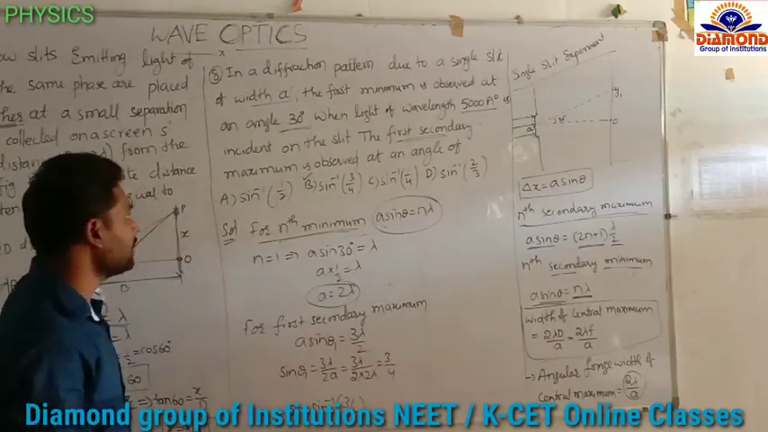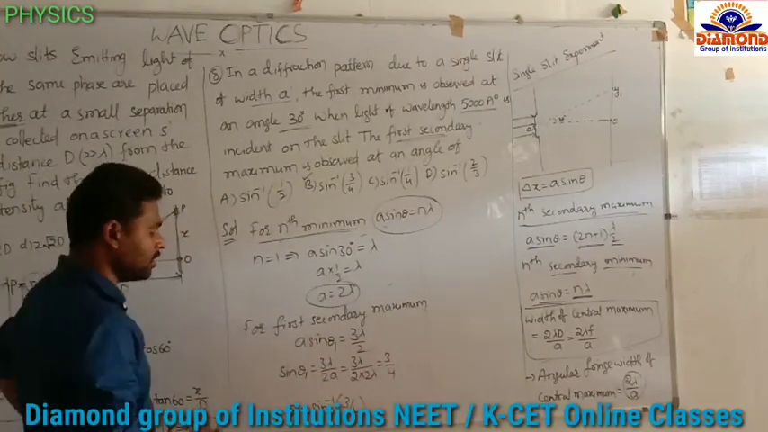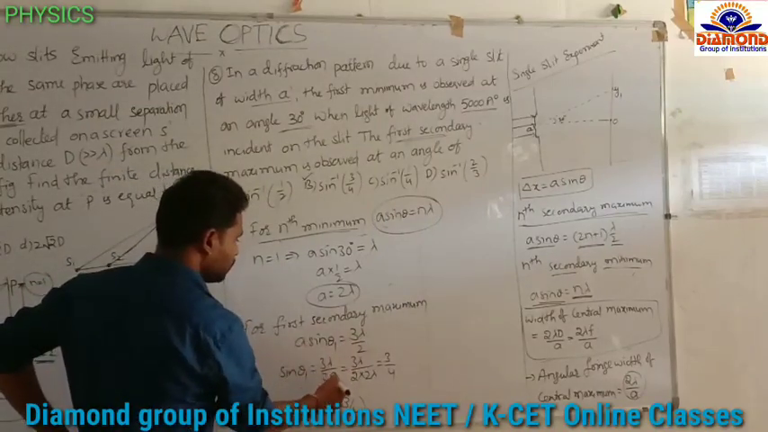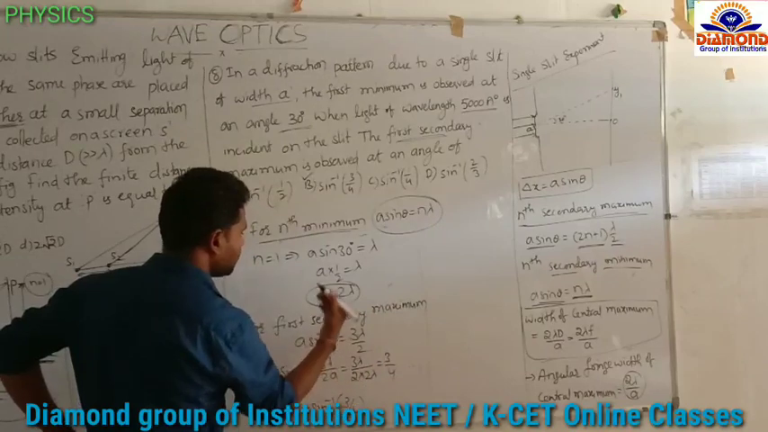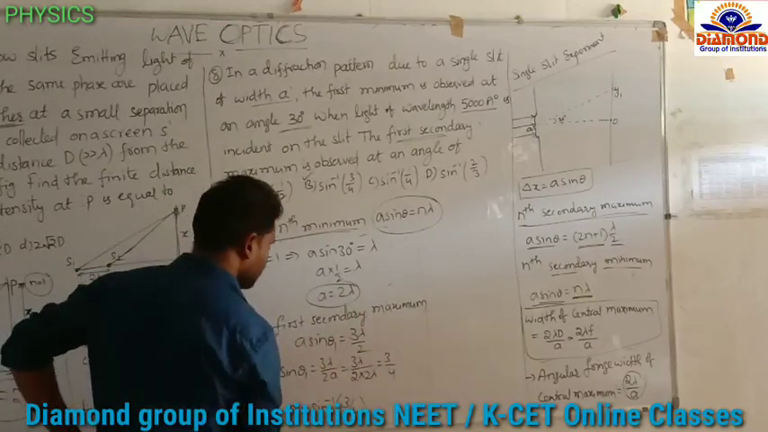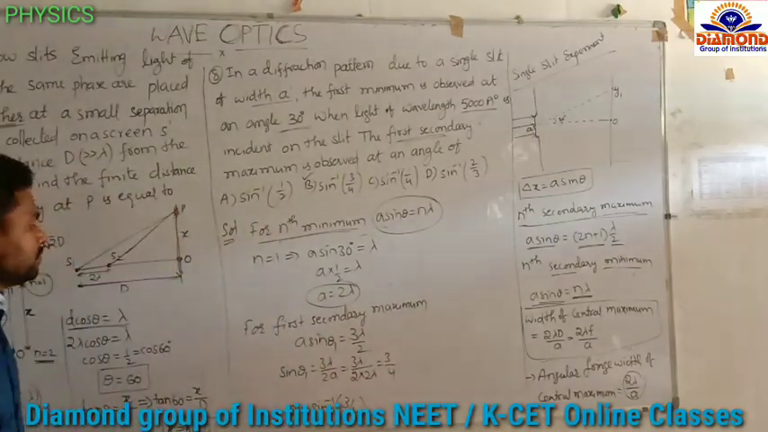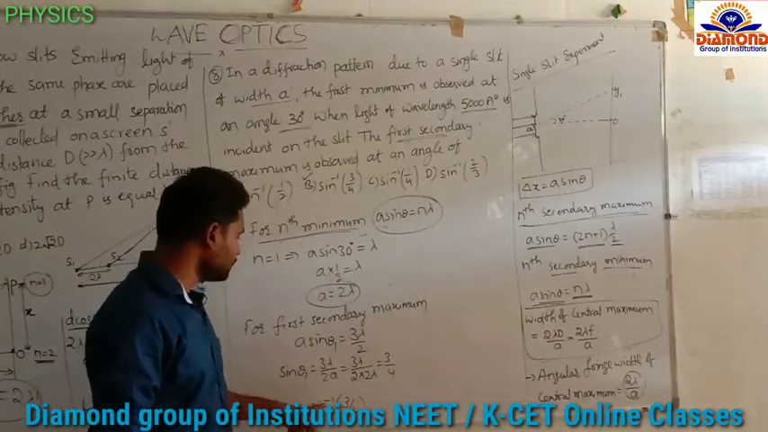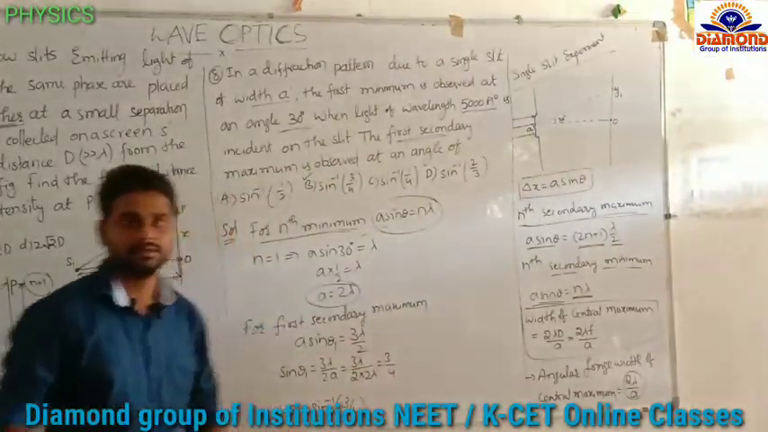First secondary maxima we will observe, that angle we have to find. So now sin theta equal to 3 lambda by 2a, since the slit width is a. So 3 lambda by 2 into a value, which is 2 lambda. Substitute here, 3 by 4. Theta equal to the sin inverse of 3 by 4. That means we will observe the first secondary maxima at a sin inverse of 3 by 4 angle.